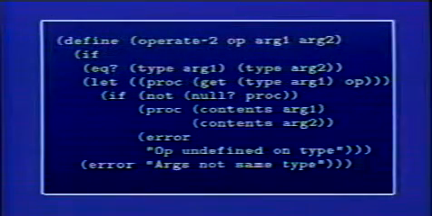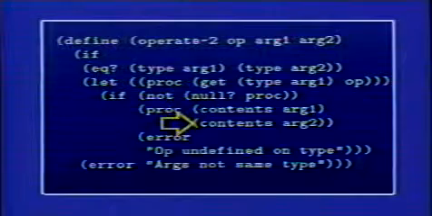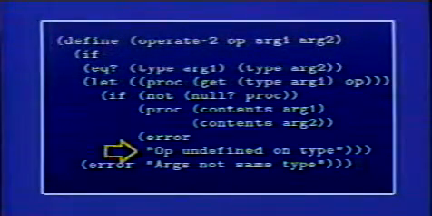If they do have the same type, we'll do exactly what we did before. We'll go look and filed under the type of the argument. It's this arg1 and arg2 have the same type, so it doesn't matter. Right, so we'll look in the table, find a procedure. If there is a procedure there, then we'll apply it to the contents of argument 1 and the contents of arg2. And otherwise, we'll say error, undefined operator. Right, so there's operate 2. And that's all we have to do.